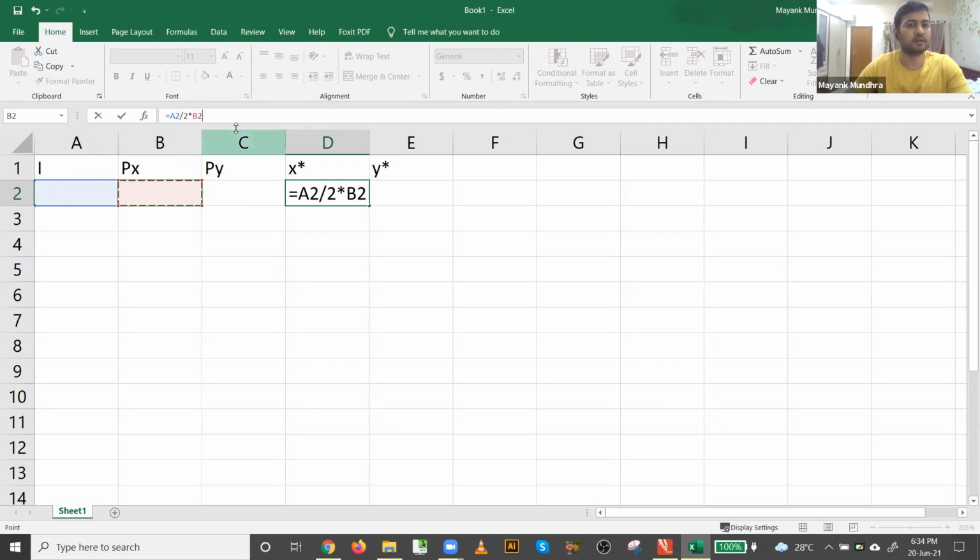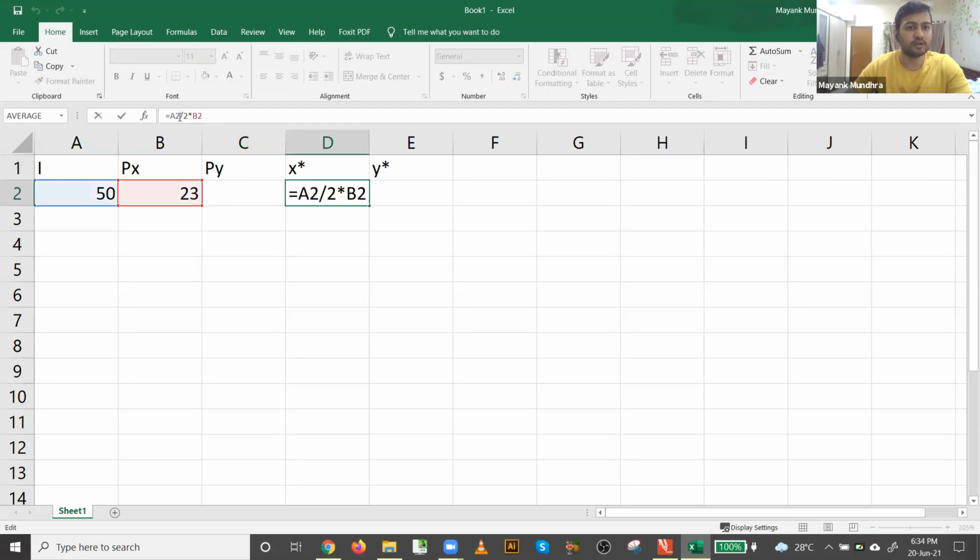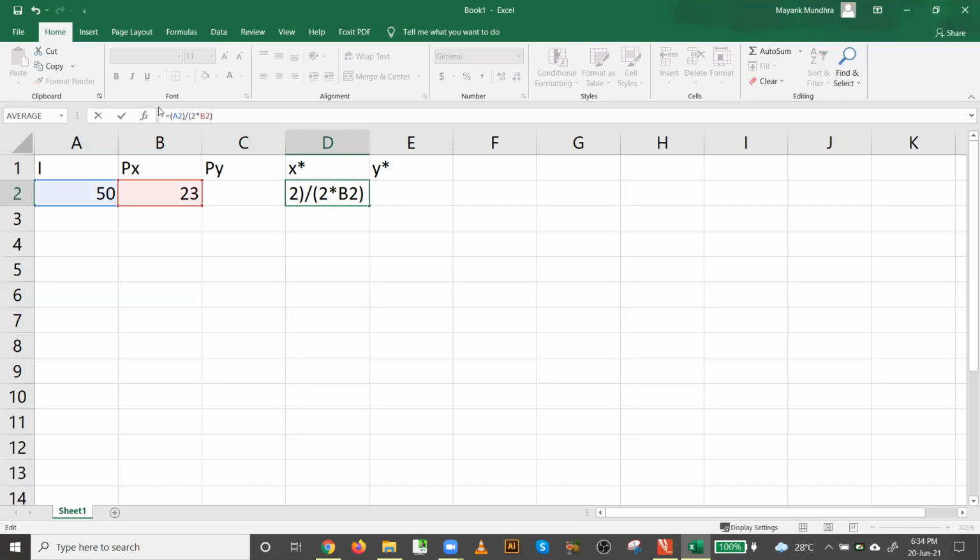All right. So this becomes the thing. So you can write different income values. So let's say the income is 50, px is 25, 23, and so on. Wait, why did it come as 575? A2. You get the idea. I have not worked with Excel ever, so I don't know.